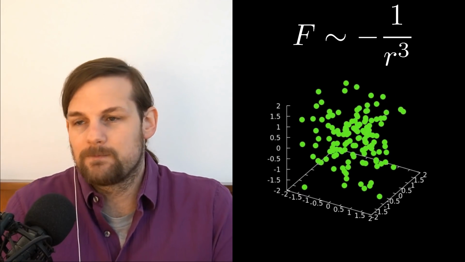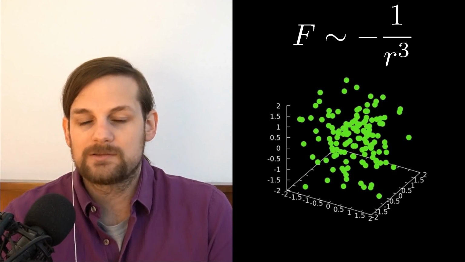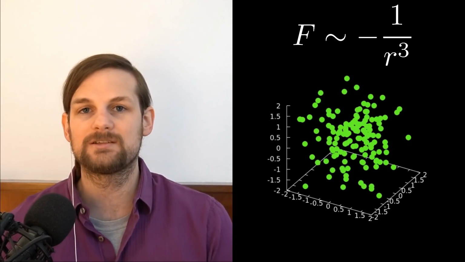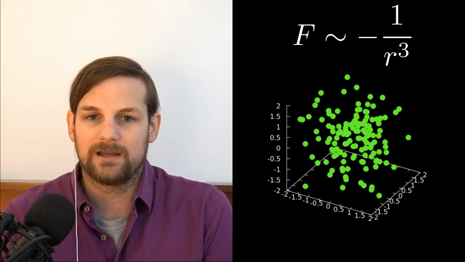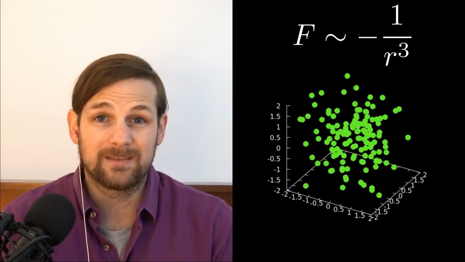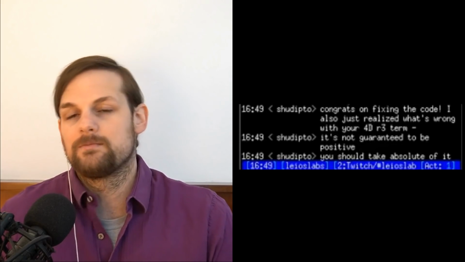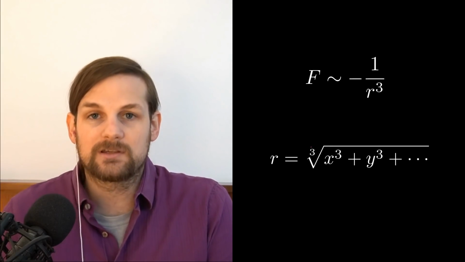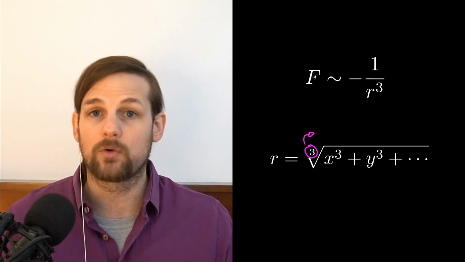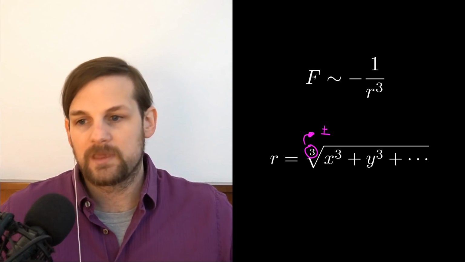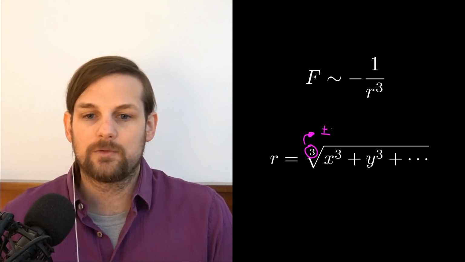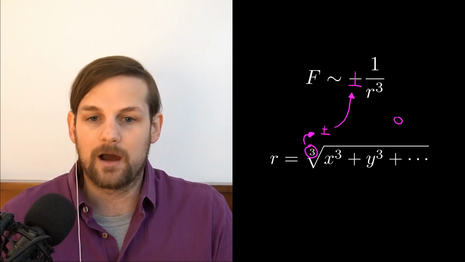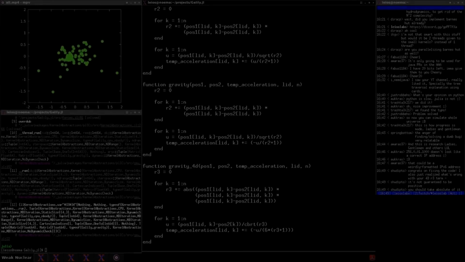If I'm honest, this was a little disheartening. I was hoping to do some really cool 4D galaxy simulations, but this particular visual kind of led me to believe that there wasn't anything there. That was until yesterday, when Shadipto in chat mentioned that maybe there was something wrong with the 1 over r cubed calculation. Namely, we have to use a cubed root, which could give you a positive or negative result, which could, if done incorrectly, lead to us creating a force law that is the opposite direction. So we fixed it, and here's the simulation.